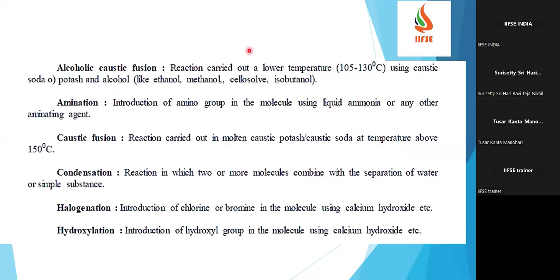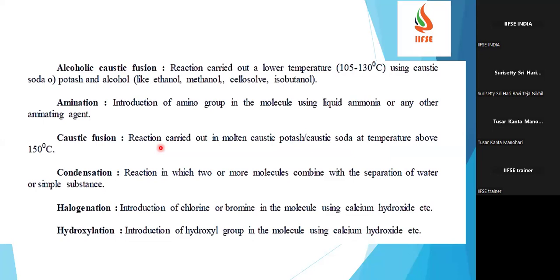Correct, yeah, Dilip. If you see the typical unit processes: alcoholic caustic fusion, a reaction carried out at low temperatures using caustic soda and potassium alcohol. Amination, introduction of amino groups into the molecules using liquid ammonia. And caustic fusion, a reaction carried out in molten caustic potash or caustic soda at high temperature.